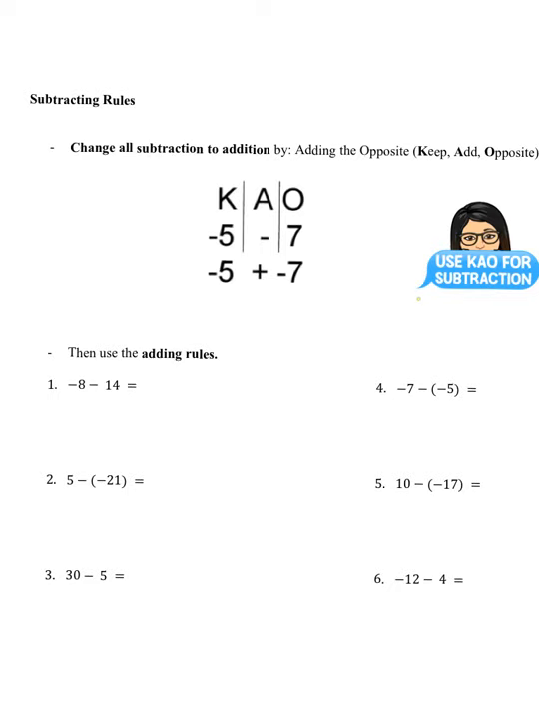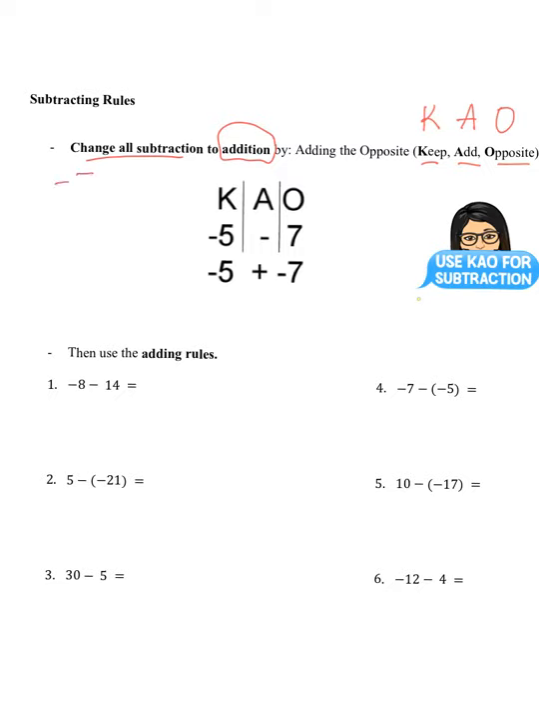Today, we're going to learn how to subtract integers using subtraction rules. So we have KAO that we're going to use to help you with subtraction. K stands for keep, A stands for add, O stands for opposite. So basically, we change all subtraction to addition. Yesterday, we practiced a lot of addition. So today, we're going to turn a subtraction problem into addition using KAO.